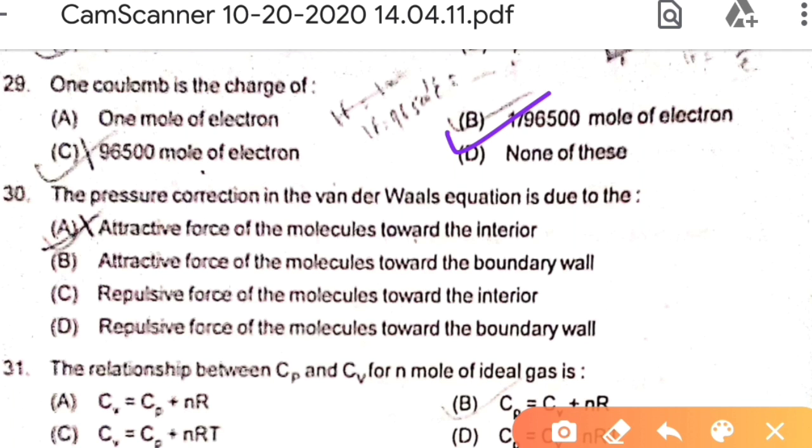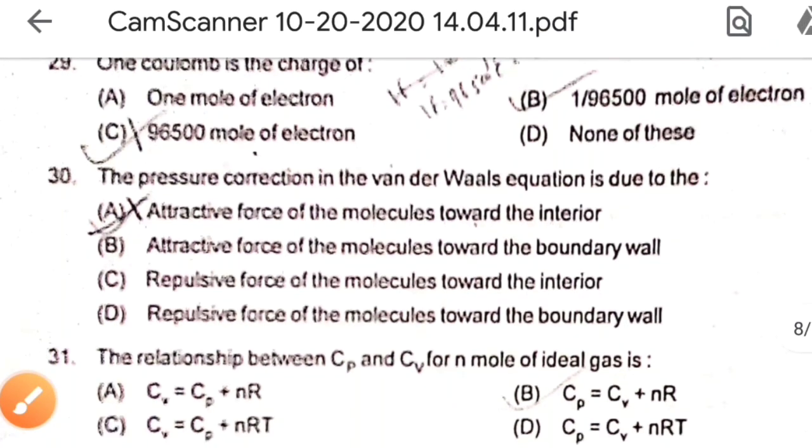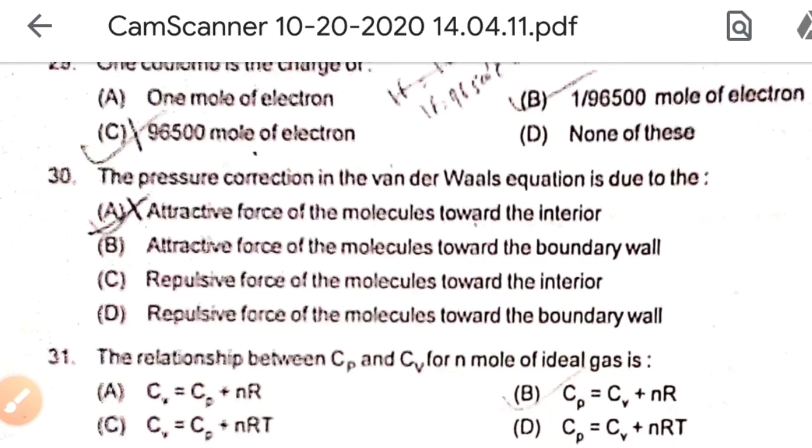Okay. So the next question is, so this is your last question, because I have already discussed the other questions in part 1. So you can go through those videos. Okay. So the pressure correction in the van der Waals equation is due to. So the answer for this particular question is B. Attractive force of the molecules towards the boundary wall. Okay. So with this answer, we have finished all the questions which I have asked in CPET 2020.